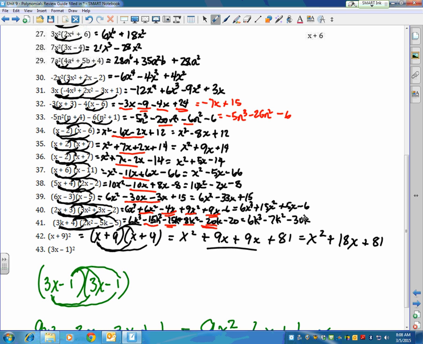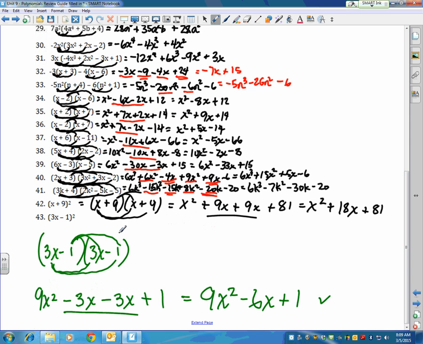And then you just bring over your negative 20. Okay, I apologize that this is all crammed in here, but this is how the problems work. Now, if you remember from class, what I did was I added in a couple of extra problems which kind of shifted all the numbers down. So these are your new 42 and 43.